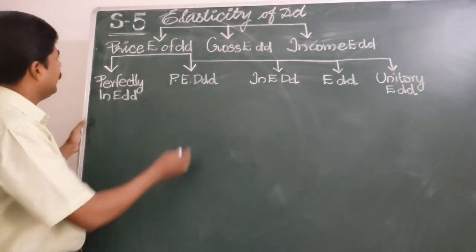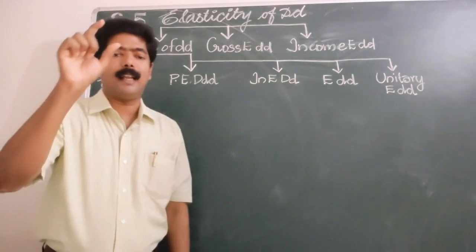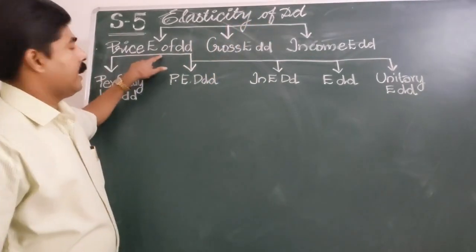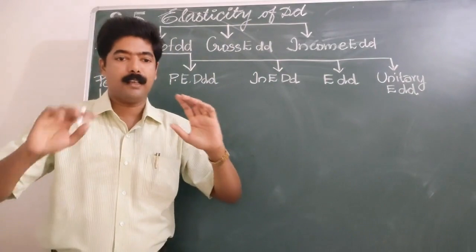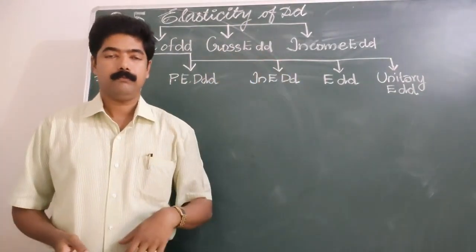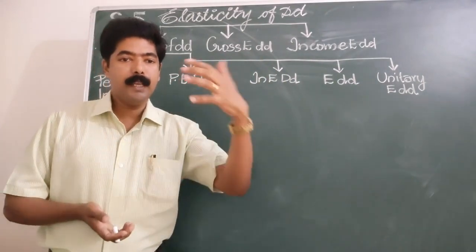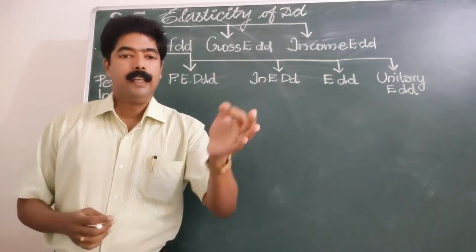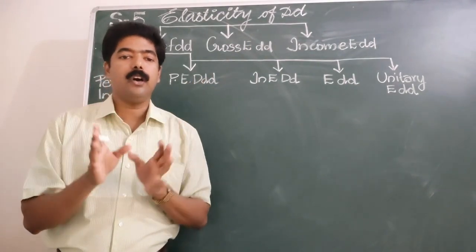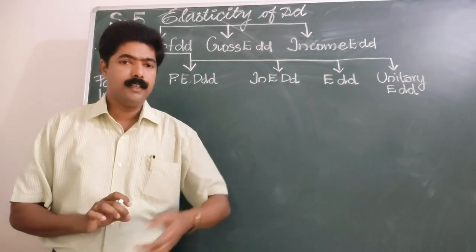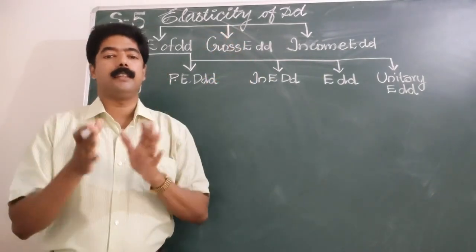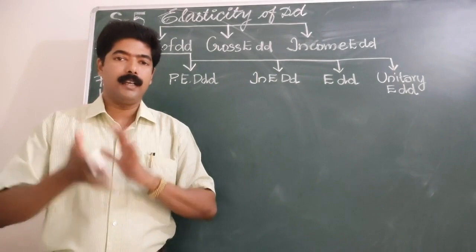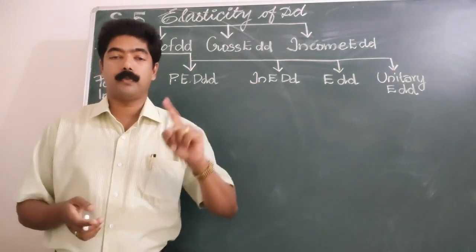The first type of elasticity of demand is price elasticity of demand. Price elasticity can be classified into 5 groups. What is meant by price elasticity of demand? We can define it simply: price elasticity of demand refers to the ratio of the percentage change in quantity demanded of a commodity to a given percentage change in its price. So we can say it is the percentage change in quantity of a commodity due to a percentage change in its price.